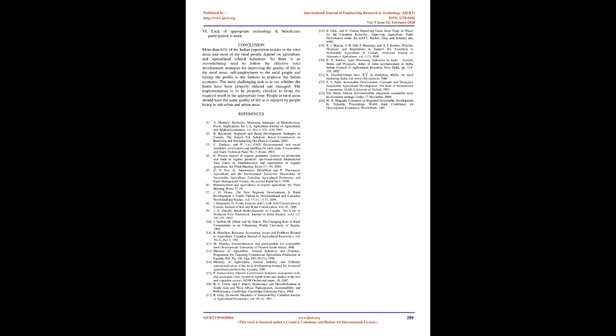Conclusion. More than 63% of the Indian population resides in the rural areas and most of the rural people depend on agriculture and agricultural related industries. So there is an overwhelming need to follow the effective rural development strategies for improving the quality of life in the rural areas, self-employment to the rural people and raising the profits to the farmers to improve the Indian economy.